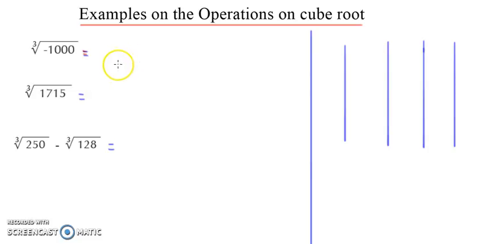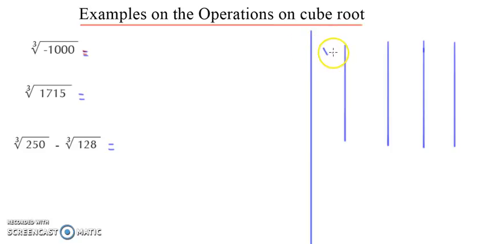Now we are going to discuss some examples on the operation of cube root. So the first, find the cube root of negative 1000. As you know, we can factorize 1000 as we know just like before.